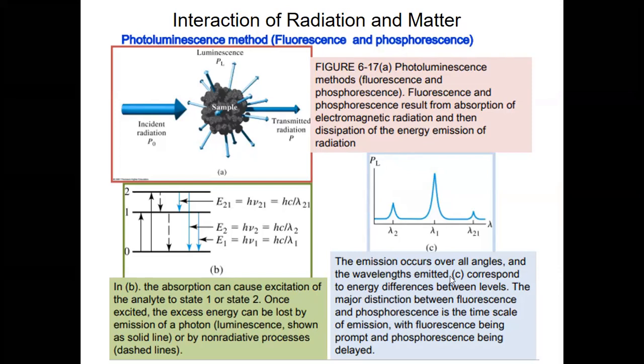The emission occurs over all angles, and the wavelength emitted corresponds to the energy differences between levels. The major distinction between fluorescence and phosphorescence is the time scale of emission, with fluorescence being prompt and phosphorescence being delayed. This delay is because of that transition. So that is how the fluorescence and phosphorescence, or photoluminescence, methods happen.